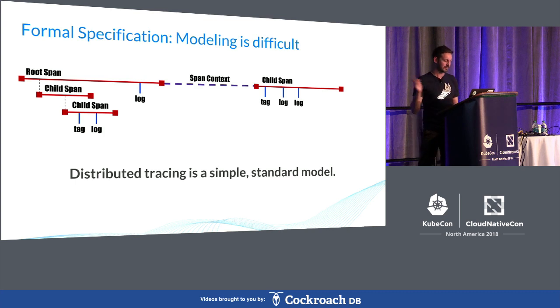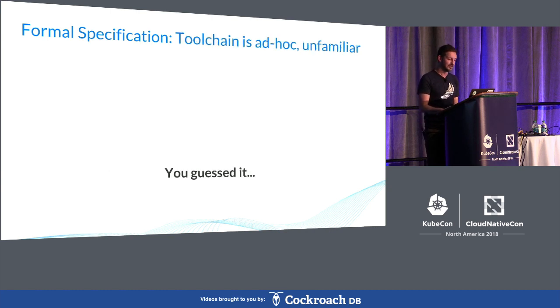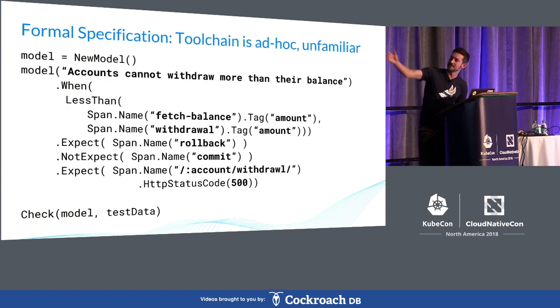So, let's have a look at this, right? I actually did this as 2 sets of slides, my bad. So here's the visual version of what I just said. You've got the simple standard model. Reality is extremely similar to that model. You've verified that because you've extracted your model from your reality. And the tool chain, it's the same thing you were already doing.